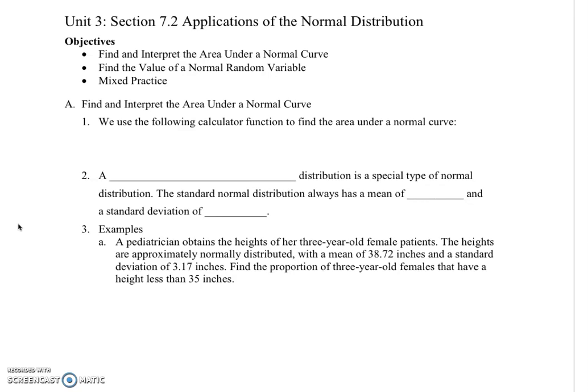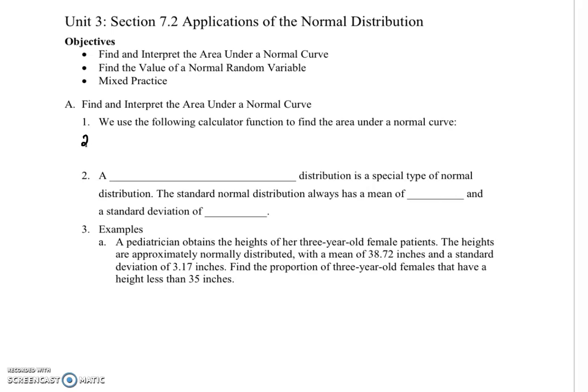Welcome to section 7.2, where we're going to talk about how we actually find the probability using the normal distribution. So, first let's talk about how we find and interpret the area under the normal curve. So we use the following calculator function to do that.